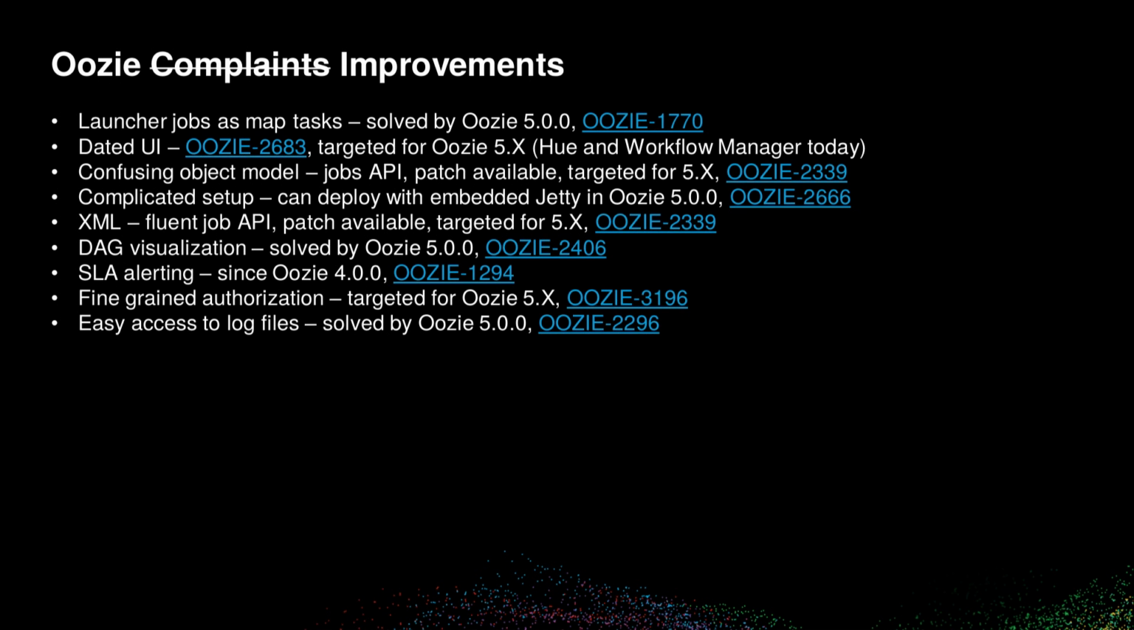SLA alerting has been there since 4.x. We don't have to talk about it. You can catch me offline if you're interested in that feature. And that Jira is actually the email SLA alerting. There's a number of ways to get SLA alerting from Oozie. Correct. So there's email SLAs, and then there's JMS. If you have a standby active MQ cluster, you could push it there. And since this is an Apache project, you can extend it to other things besides Apache MQ. And easy access to log files was also addressed with that Jira, so it's easier to debug these things now.